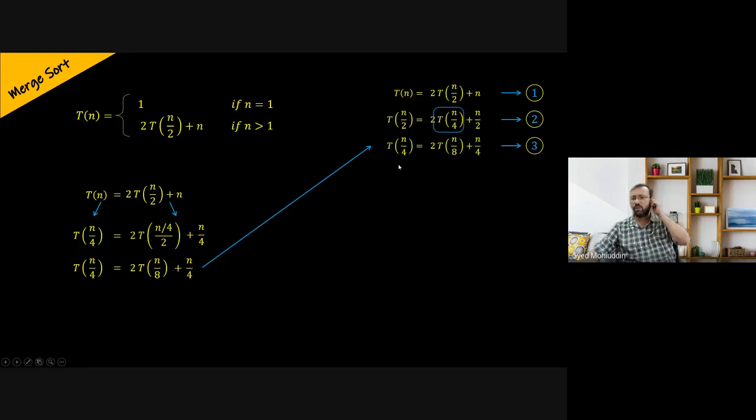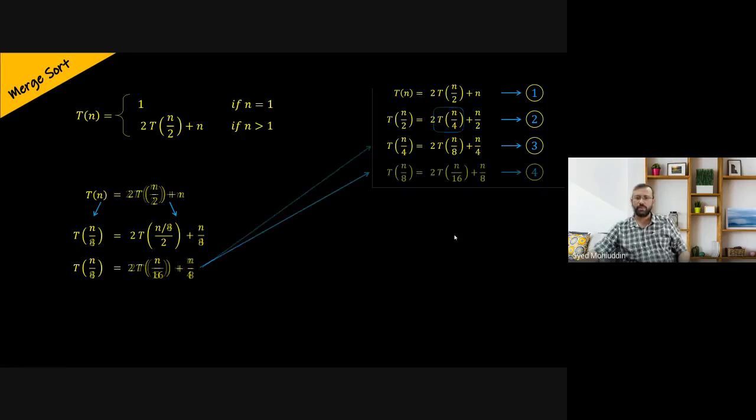Then same way for n by 4. What happens is we have T of n by 4 equal to 2T of n by 4 by 2, so it becomes n by 8, plus, instead of n, we have n by 4. That becomes our third equation. Then the fourth equation is, instead of n, we substitute n by 8. So here 2T of n by 8 by 2, which is n by 16, plus instead of n, we substitute n by 8. So this becomes our fourth equation.